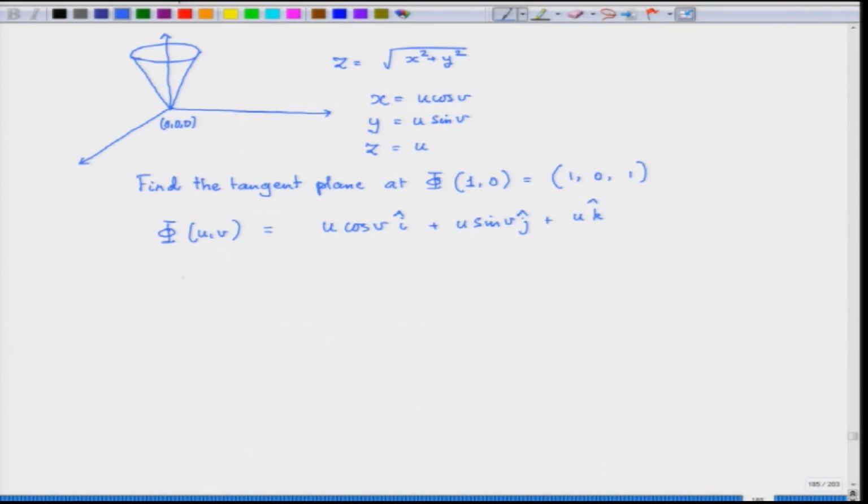In this case, del phi del u, phi of u, this vector is now given as cos v i vector plus sin v j vector plus k vector. Phi of v is given as minus u sin v i vector plus u cos v j vector, differentiating with respect to v, and there is no v in the last term, so 0 k vector. Here it is 1 into k vector.